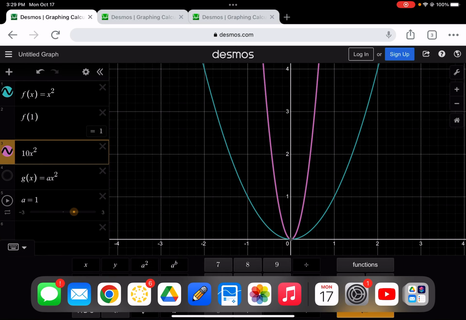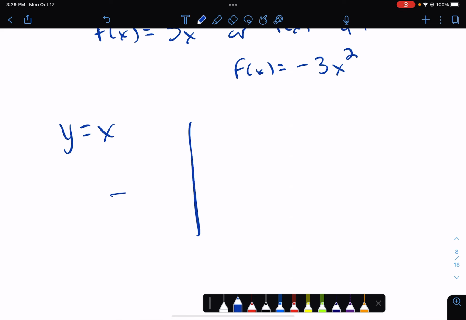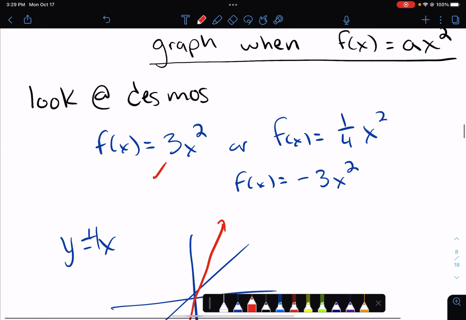If you think about going back to what you learned last year, y equals x was this line that just went up 1 over 1, right? But if you did something like y equals 4x, that changed the slope. It made your function a lot steeper, which is all that a is doing in front of the x squared. It's making our function steeper, which makes it look skinnier, all right? So the a value is kind of like the slope. I'm not going to say it is the slope, but it makes my function steeper, right?